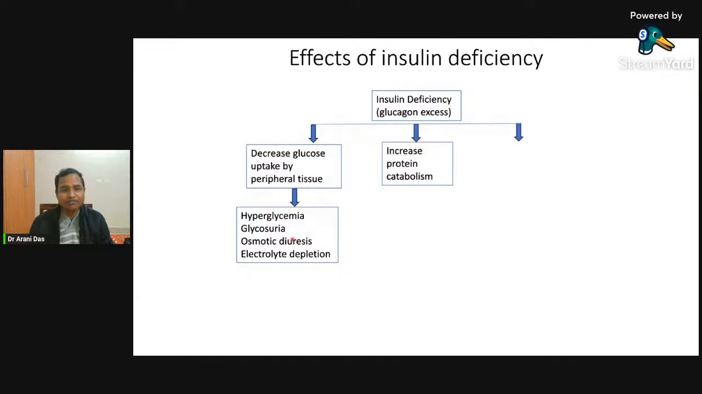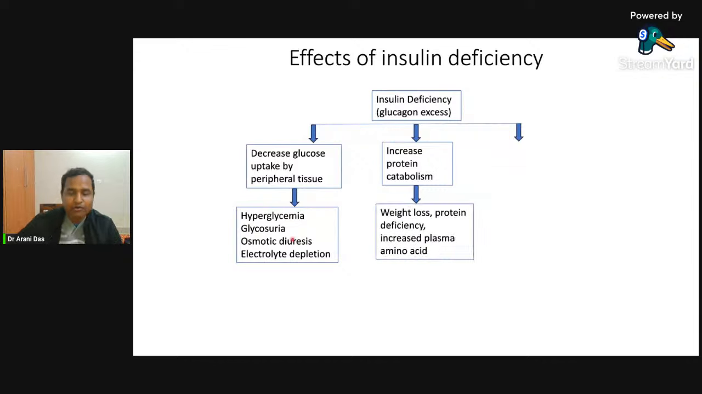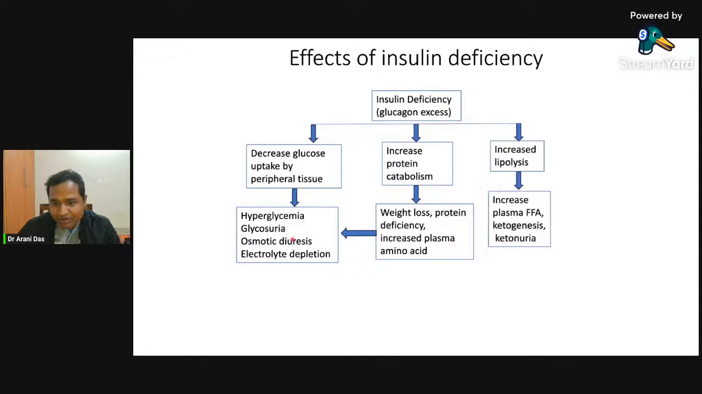Other conditions of insulin deficiency is increased protein catabolism. Now, if protein catabolism is increased, there is associated weight loss and protein deficiency, and increased plasma amino acids. Along with that, in fat metabolism, increased lipolysis is produced because of insulin deficiency. That will produce increased plasma free fatty acid level, and increase ketone body production, which is called ketogenesis, and in urine it will produce ketonuria.